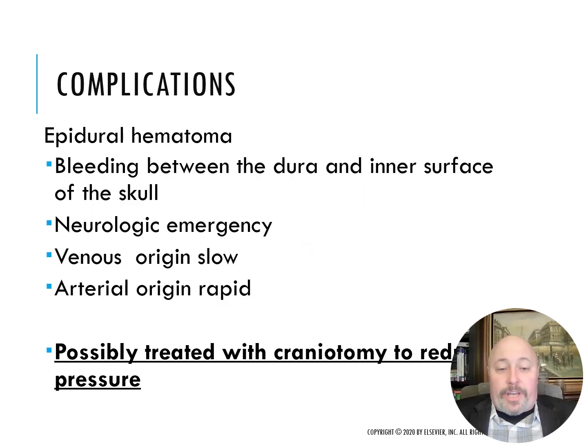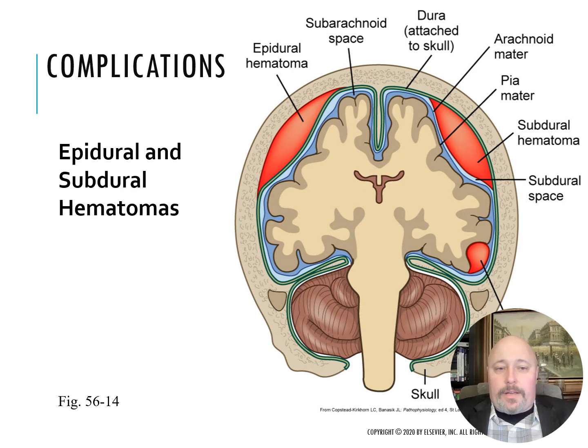Another major complication would be an epidural hematoma, and this is the bleeding between the dura and inner surfaces of the skull. It is a neurologic emergency. In the case of venous origin, it has a slow onset, whereas an arterial origin has a rapid onset. And in this case, it may even possibly be treated with a craniotomy to reduce the pressure within the skull. Here in Figure 56-14 from the text, we just have the locations of the epidural, subdural, and subarachnoid hematomas, or bleeds within the brain.